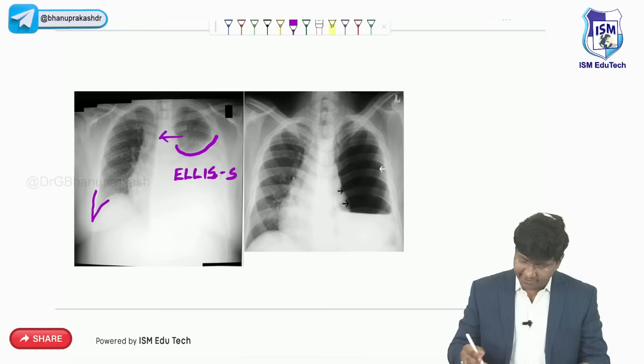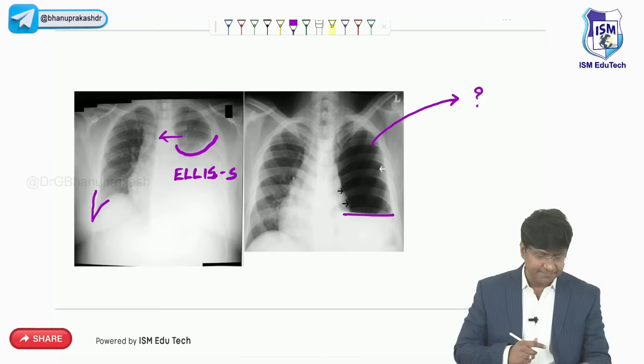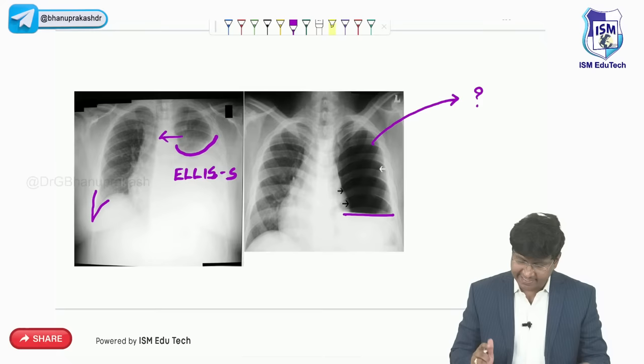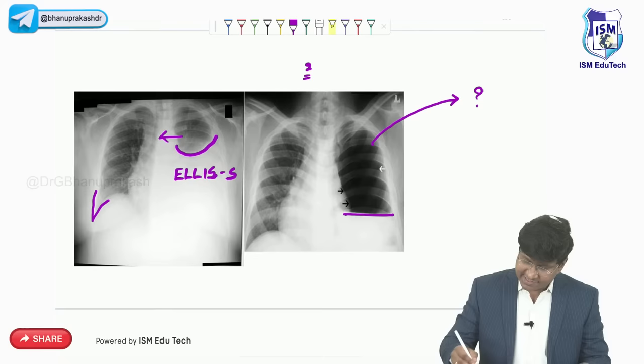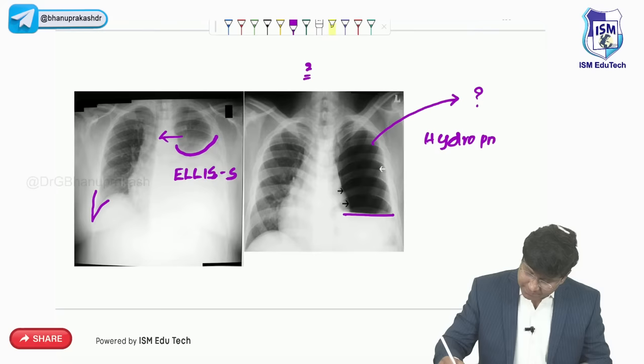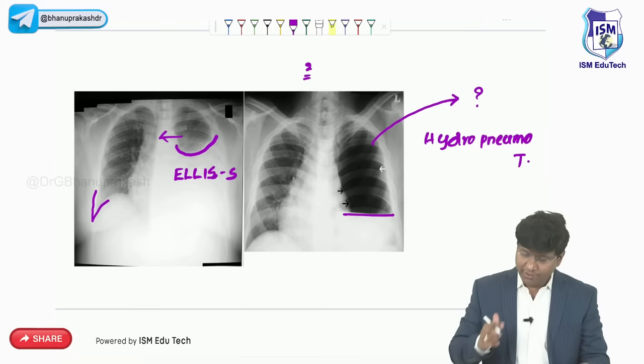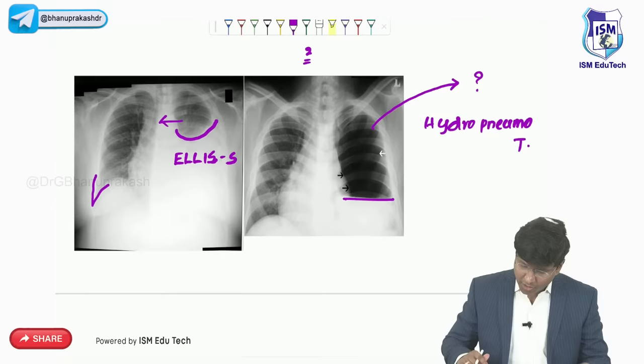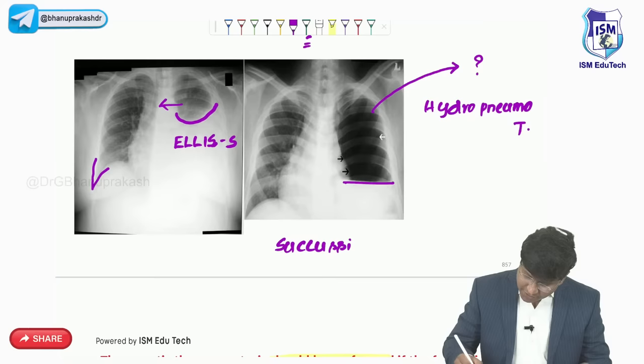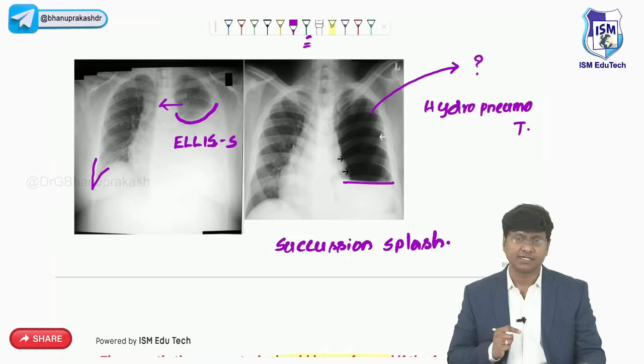Then you take this chest x-ray. Can anyone tell me what is the diagnosis of this second chest x-ray? So the second chest x-ray is suggestive of hydropneumothorax. So in hydropneumothorax, you have the presence of the horizontal line. And on auscultation in case of hydropneumothorax, what will be the characteristic finding? You will have succussion splash. That is what you will see in case of hydropneumothorax.